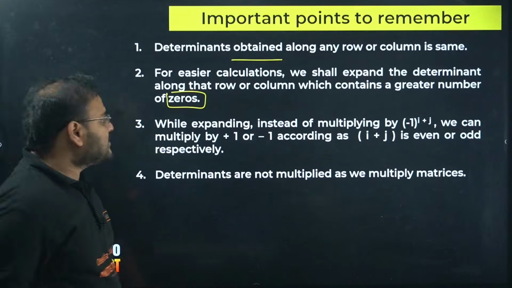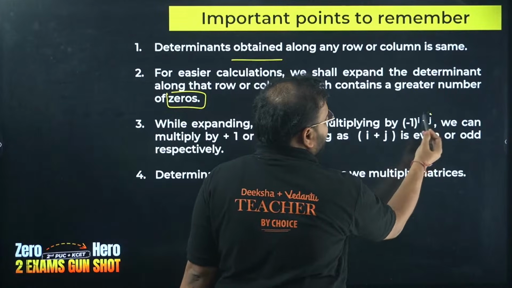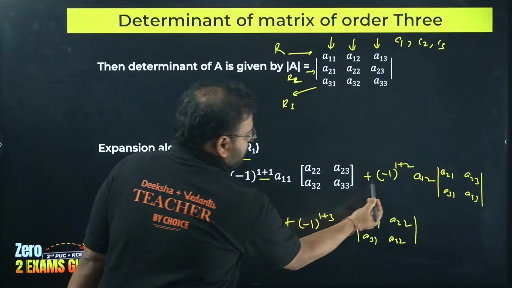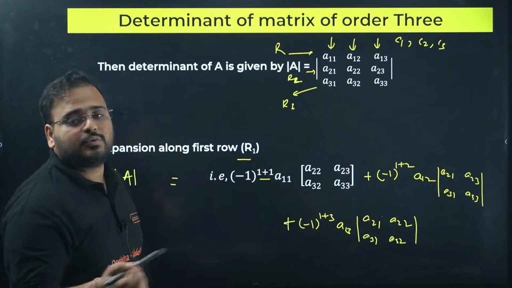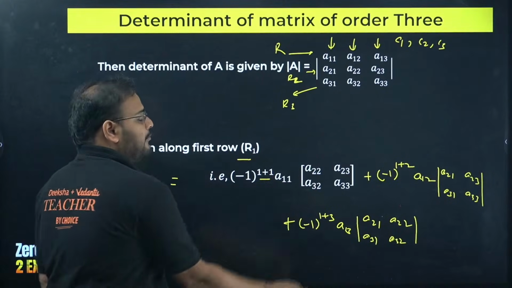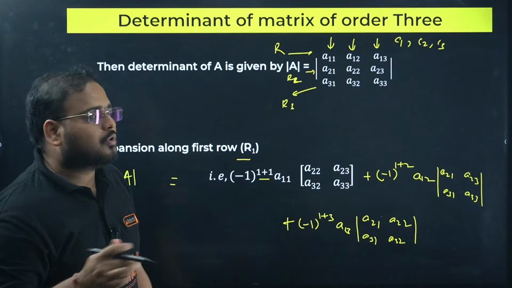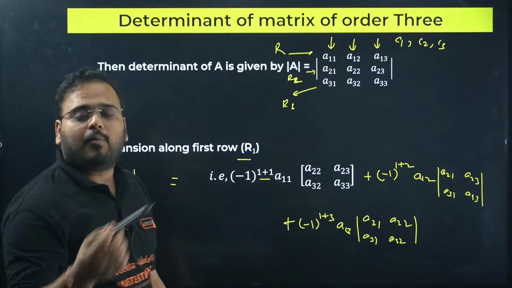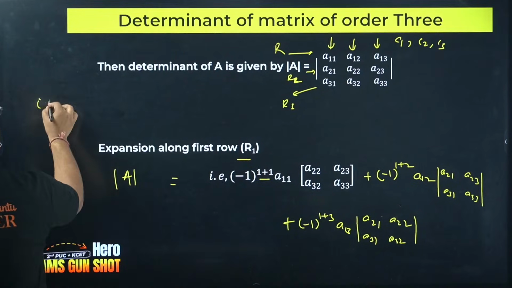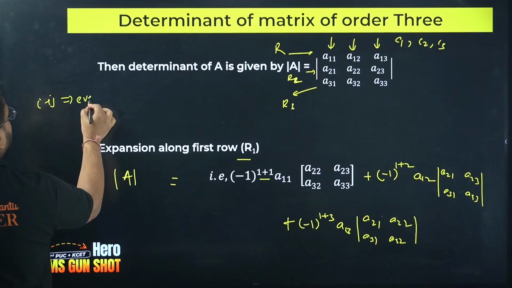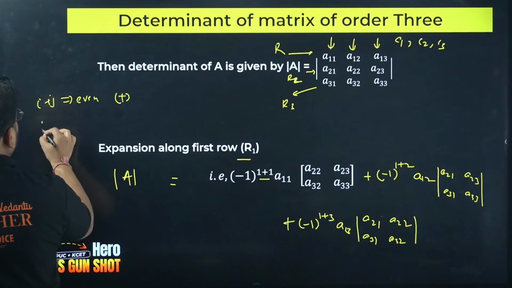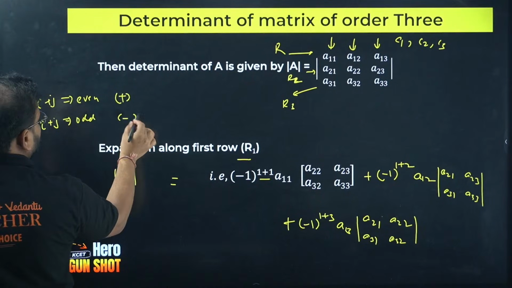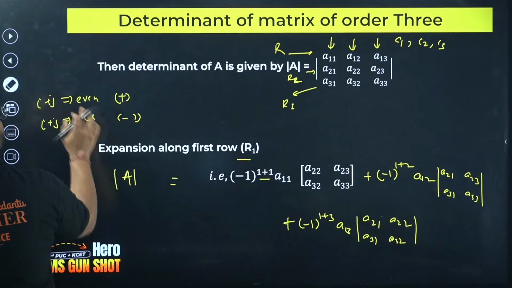While expanding, we multiply with minus 1 to the power i plus j, of course, that is the rule, no? Check here, minus 1 to the power i plus j, which is 1 plus 2 in this particular case. Here we have 1 plus 1 and 1 plus 3. When the sum of these terms is even, we keep the sign positive. Whenever i plus j is even, we keep the sign positive. Whenever we have i plus j odd, we keep the sign negative.